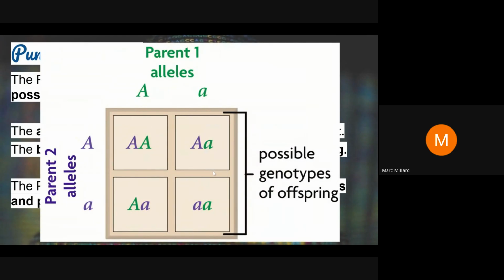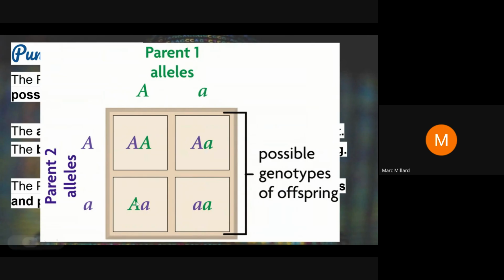Here's an example of a Punnett square. You can see here we have parent one up here, and these are the alleles from parent one. So this parent is heterozygous. They have one big letter, one small letter. Parent two is over here. They also are heterozygous with one big letter and one little letter. These are the alleles for the trait. Each parent has one dominant allele and one recessive allele.